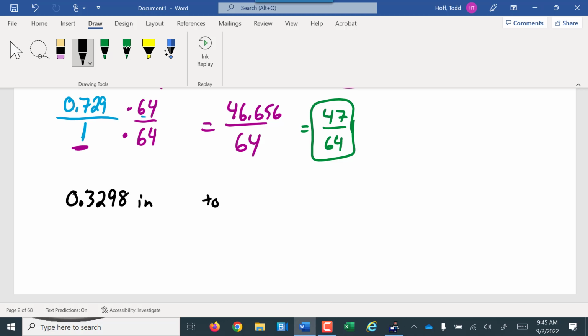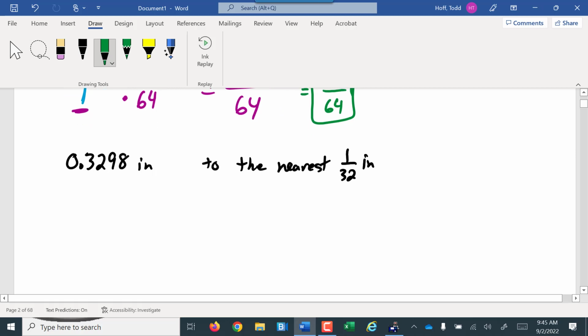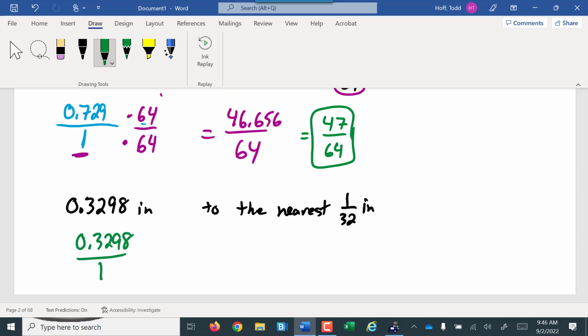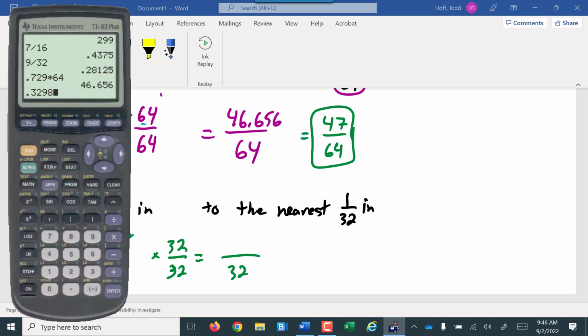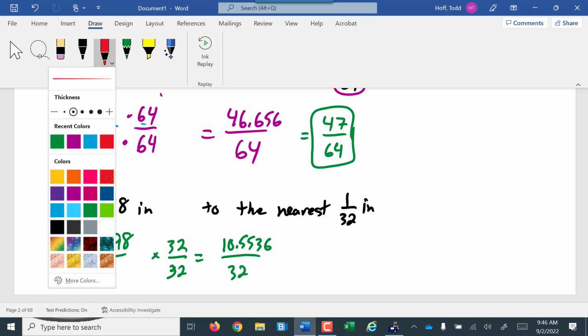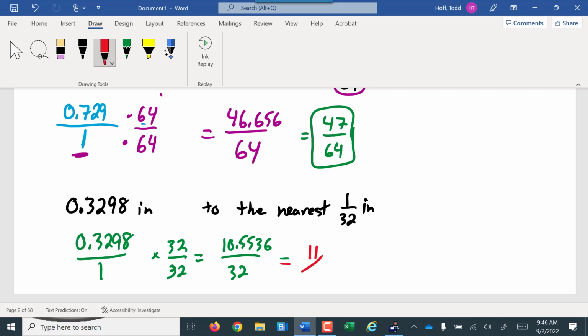So we might have 0.3298 inches, and we need to go to the nearest 32nd of an inch. Tell me what to do. 0.3298 times 32. Perfect. We put the 0.3298 over 1, and then we multiply by 32. So 0.3298 times 32 is 10.5536, which means we're going to be closest to which one? 11/32.